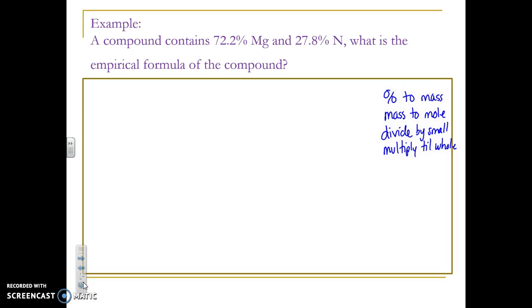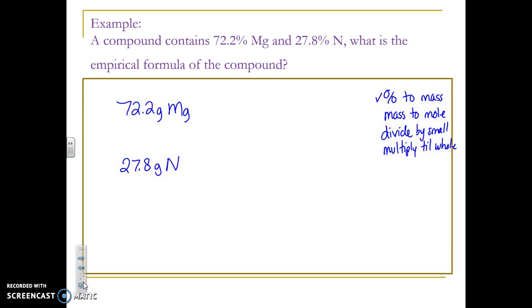The first step says percent to mass. All we're going to do for that is change the percent sign to grams. So instead of having 72.2% magnesium, we're going to have 72.2 grams of magnesium. Now we'll do the same thing with the nitrogen. So we have 27.8 grams of nitrogen. That takes care of the first step.